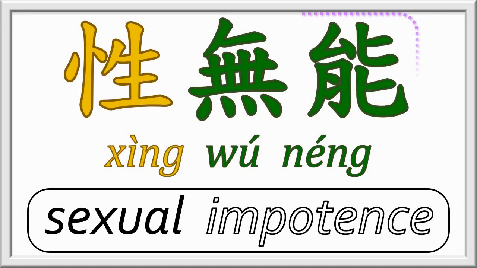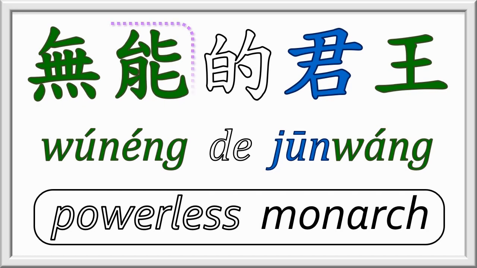能 from lesson 18 is the primitive drawing of a bear with sharp teeth and claws, which came to be used not for the animal, which is now 熊 with the fire radical underneath, but metaphorically to indicate power, strength, competence, or energy. 无能 then is another phrase for powerlessness or impotence, as in these next two examples. 性无能, sexual impotence. 无能的君王, a powerless monarch.